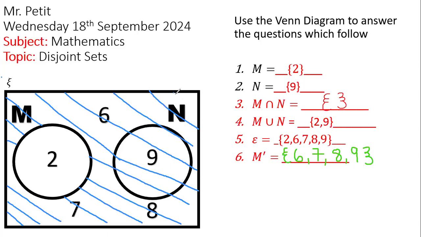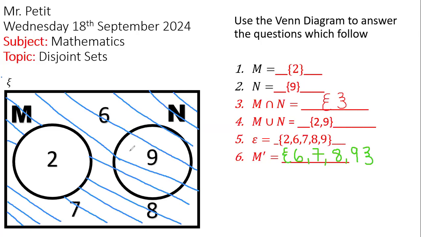6, 7, 8, 9. Very good. And that's why M complement is 6, 7, 8, and 9. Does that make sense? Malicio? Does that make sense to you? Just a little bit. A little bit. So when you see that dash on top of it, don't include the 2. Don't include anything inside of M.